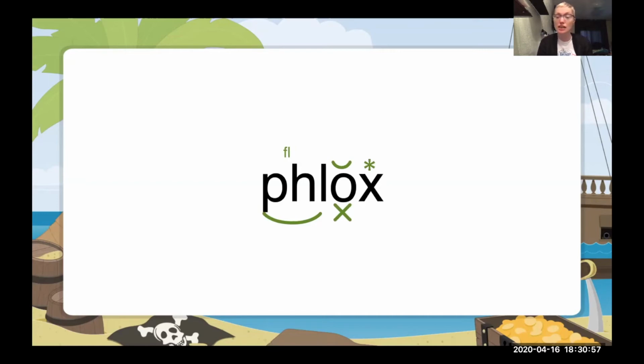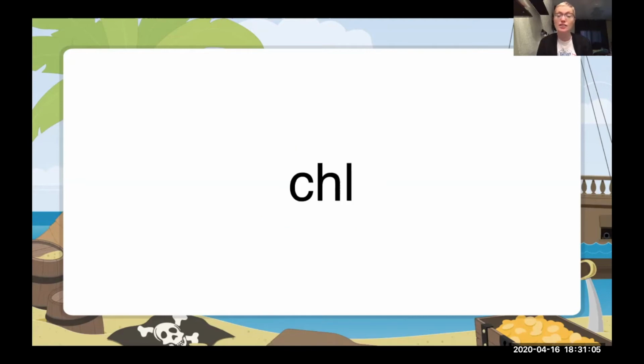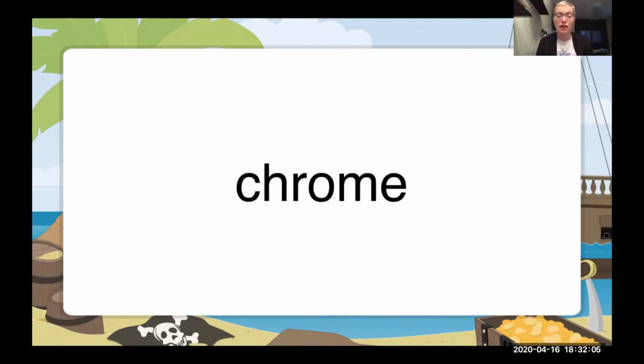So as we have seen, the digraph PH can join both L and R to make a digraph blend. The digraph CH can also join with L and R to make cl and cr. So this digraph blend that we see on the board, which is CHL, which makes a cl sound, we find this in words like chlorine. The sound of the CHR digraph makes the same sound as a CR blend. So it's going to make the sound cr. We see that CHR digraph in the word chrome.